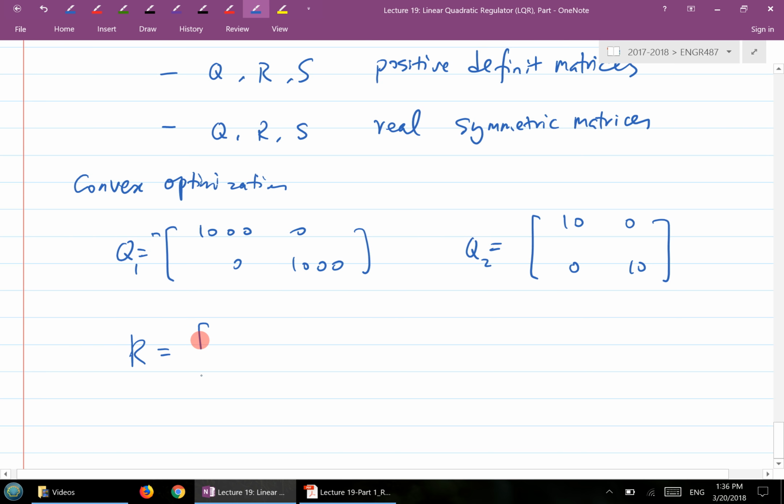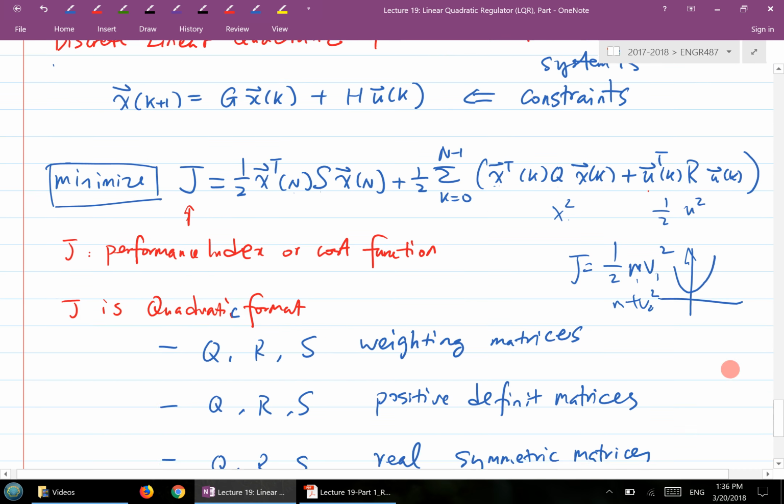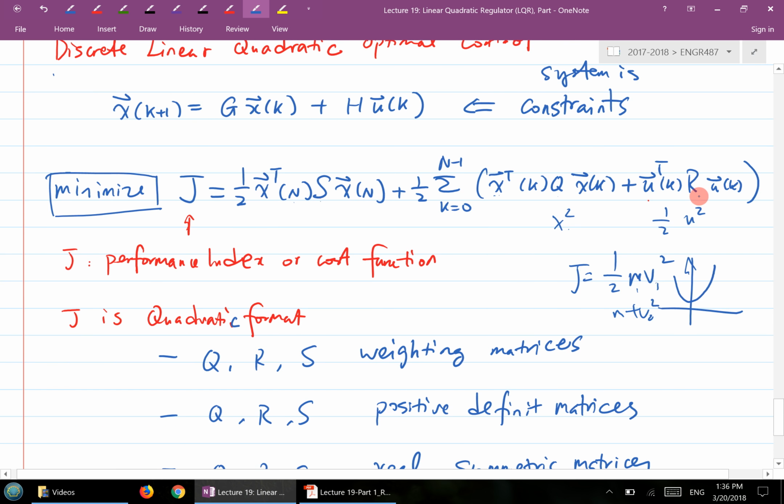The R matrix. If you pick, let's say, 1, 0, 0, 1, and the other R, let's say 0.1, 0, 0, 0.1, you can use the same analogy, right? If you have a smaller R matrix, that means you can have a little bit of luxury in terms of bigger what? Control input.